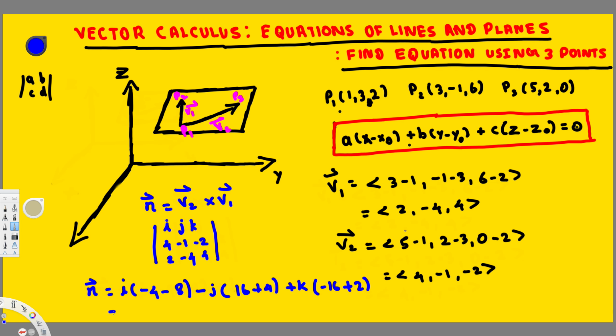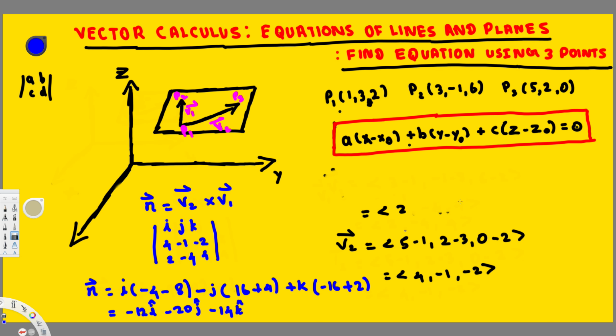And if you simplify this one, you will end up with minus 12i, and then minus 20j, minus 14k. Now we have the normal vector. Now we can go ahead and plug it in this equation to find the equation of this plane in 3D space, right? Now let's get rid of this part. We need some space to do this one, right?